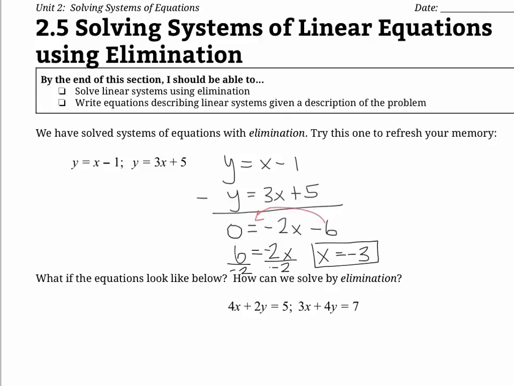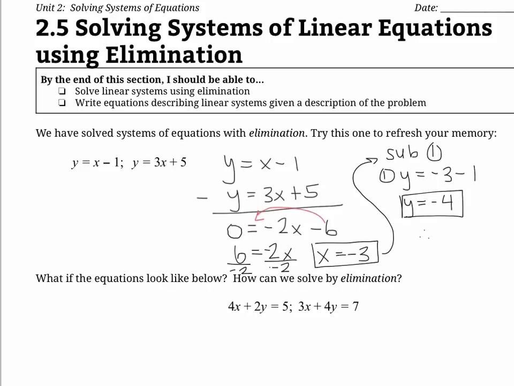What is our y coordinate? Just like in substitution, we can sub it into either equation. I'm going to choose equation number 1. So sub into 1. I'm going to write equation number 1. So it's y equals, instead of x, I'm going to put negative 3 minus 1, and we have y is equal to negative 4. So we have our point of intersection, and that was a quick reminder on how we solve by elimination.